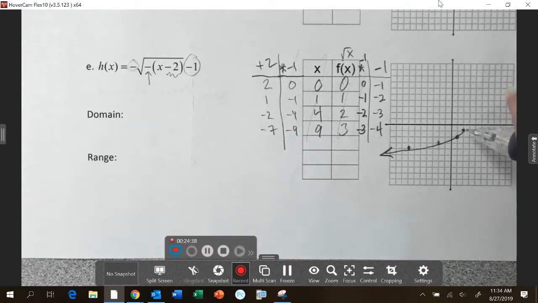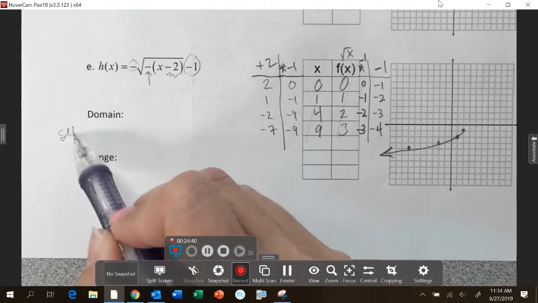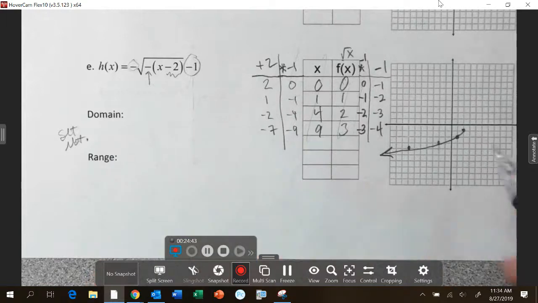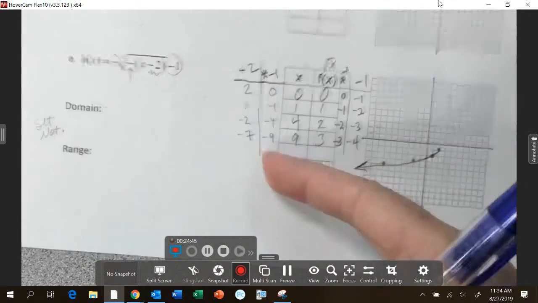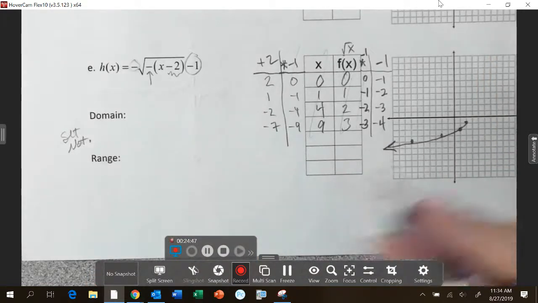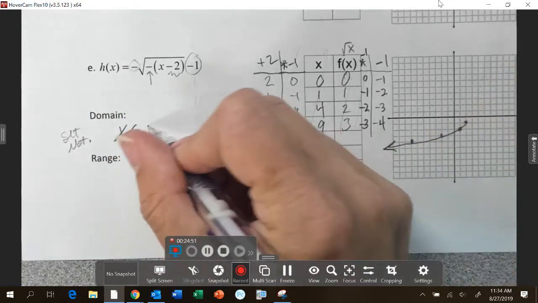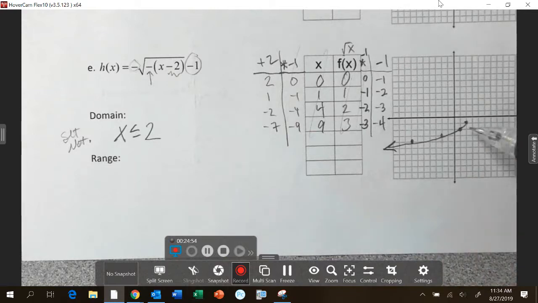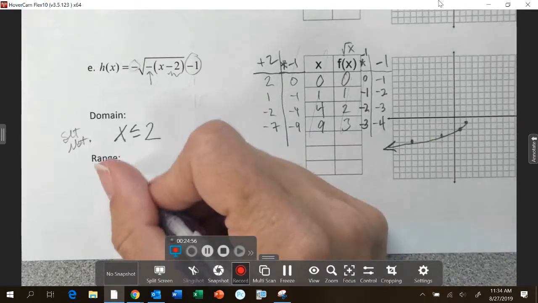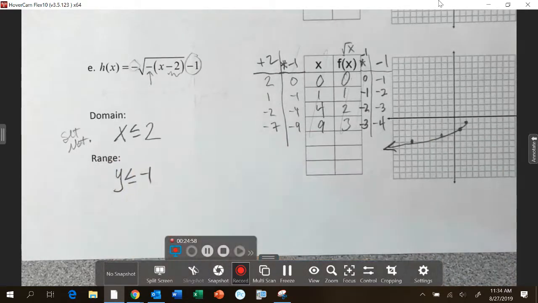All right, domain, if we're in set notation, it goes to the left. So x is going to be less than or equal to what number? 2. And in set notation, the range goes down. So y is less than or equal to -1.